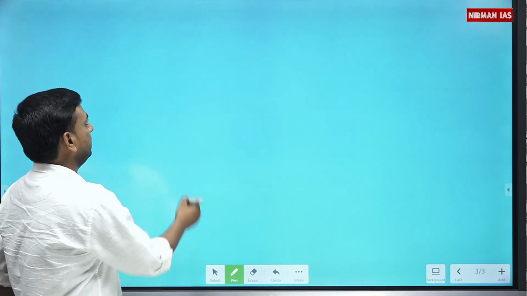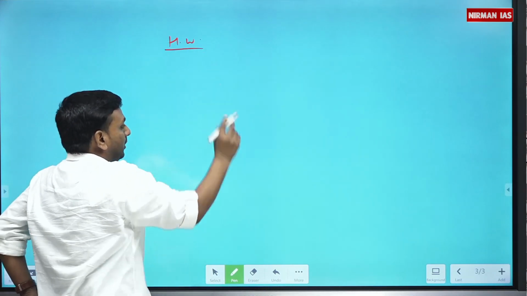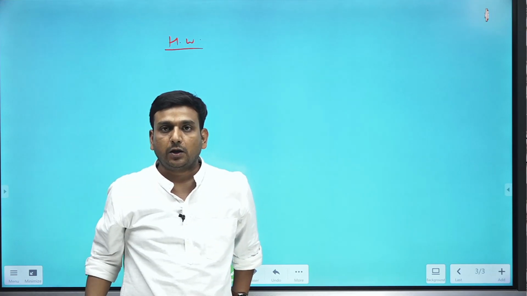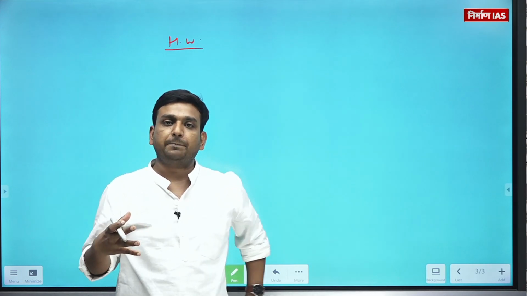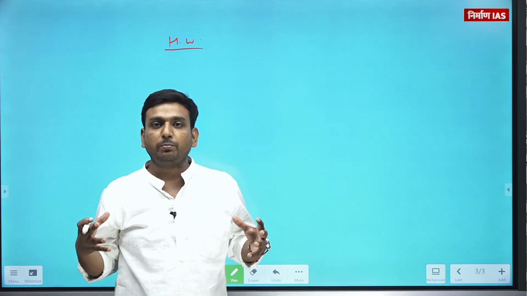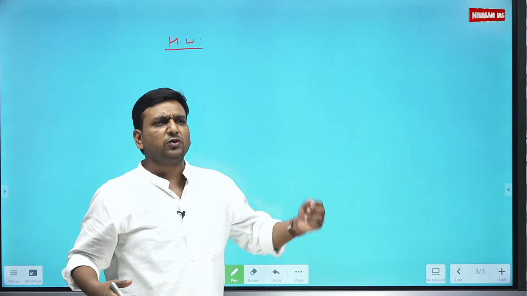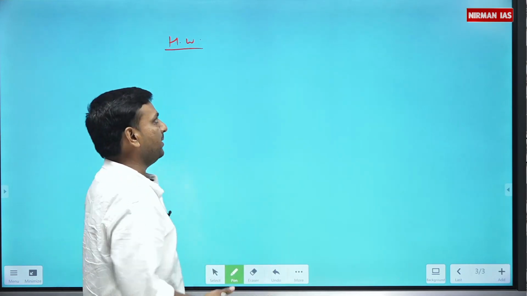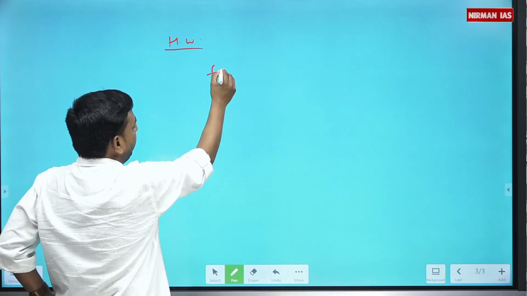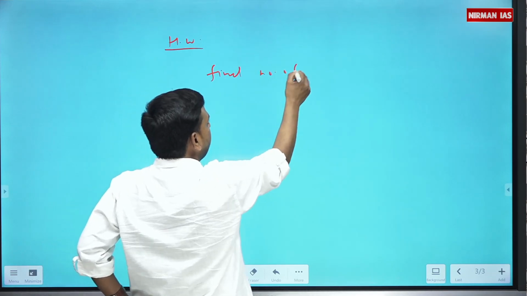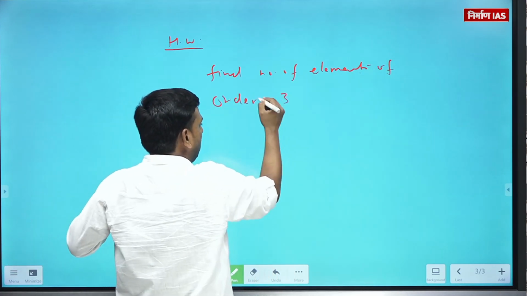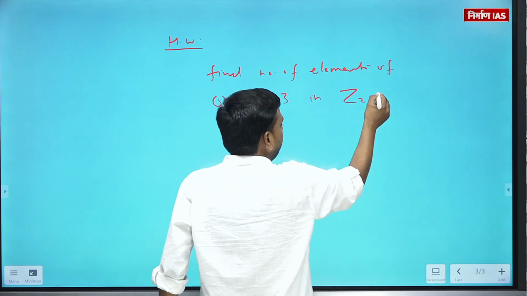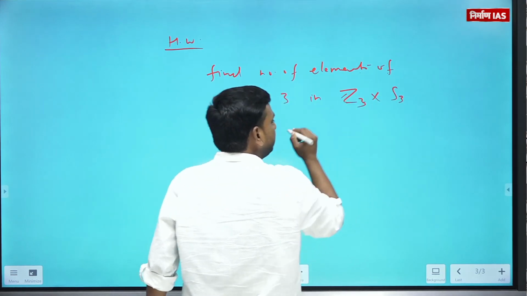Now you can go for finding, like, this is homework for you guys. One more thing I will say. If you don't practice such questions, you will not get theoretical concepts easily in hand. If you want to make this algebra a visualized part, you need to practice such examples. Like if someone says, find the number of elements of order 3 in Z3 cross S3.